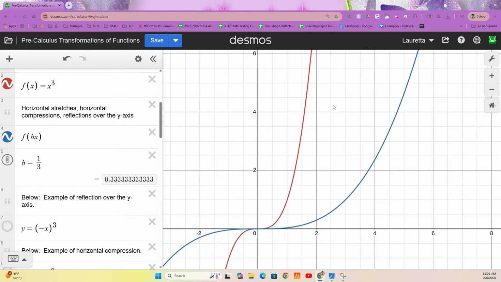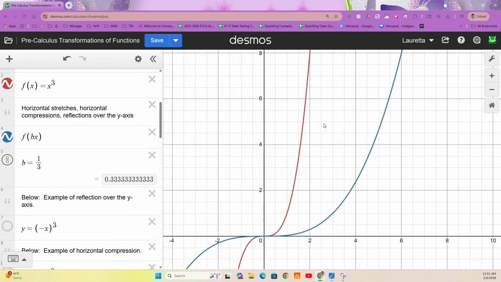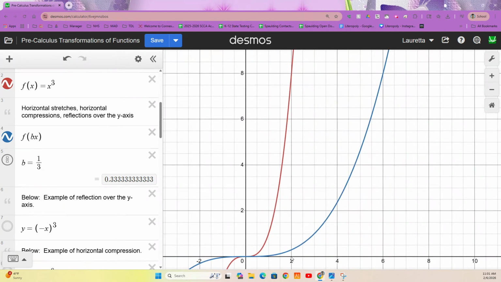Or if we go back up to 8, we had the point 2, 8 on the parent function. Now on our transformed function that has been horizontally stretched by a factor of 3, for the same y value, the x value has now been multiplied by 3. So instead of 2, 8, we have the point 6, 8. 2 times 3 is 6.